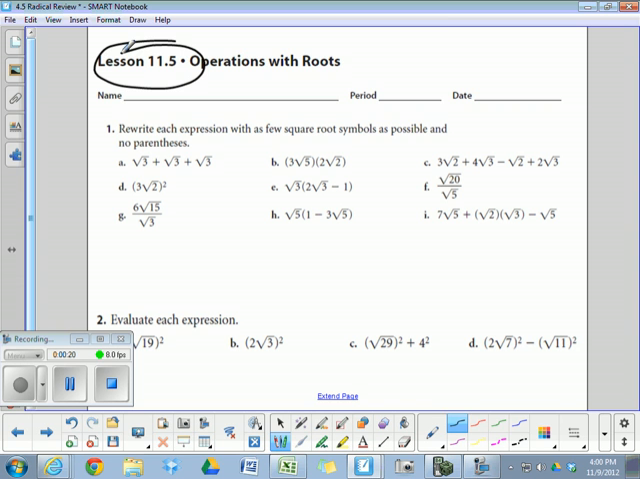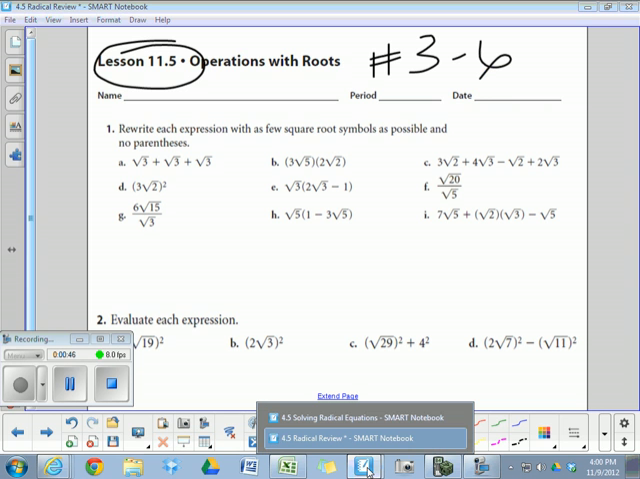However, you can ignore numbers 3 through 6 on this sheet unless you have a need for additional challenge in the class. 1, 2, 7, and 8 are the only ones that are going to be covered on the test for this chapter. So don't worry about 3 through 6 as much, but 1, 2, 7, and 8 will definitely be on there. So give those a shot. Let me know how they go.